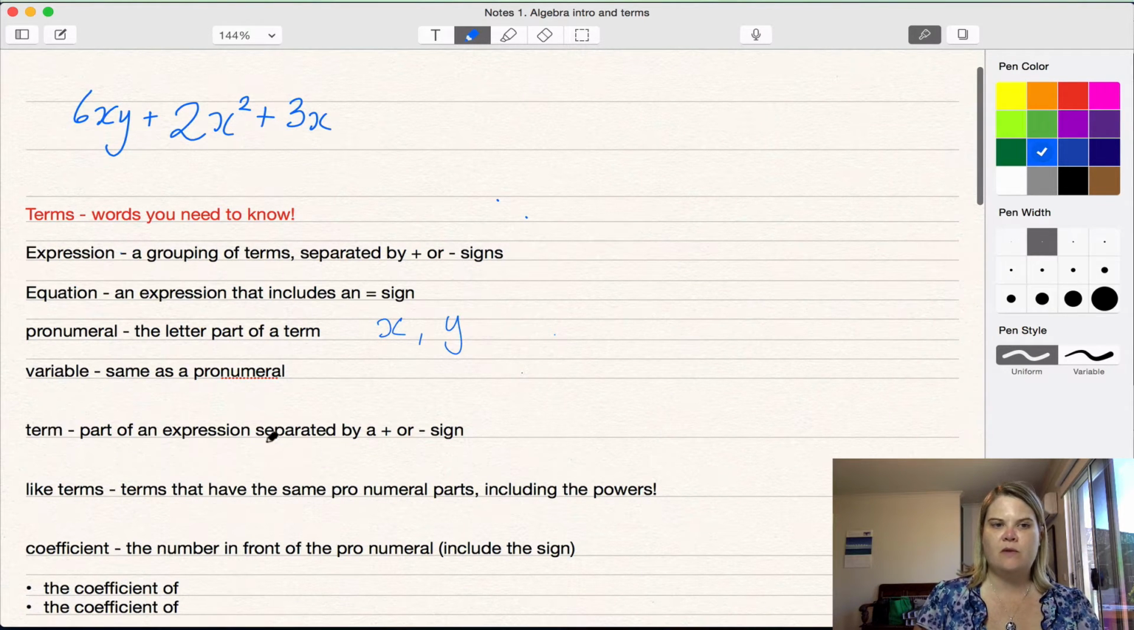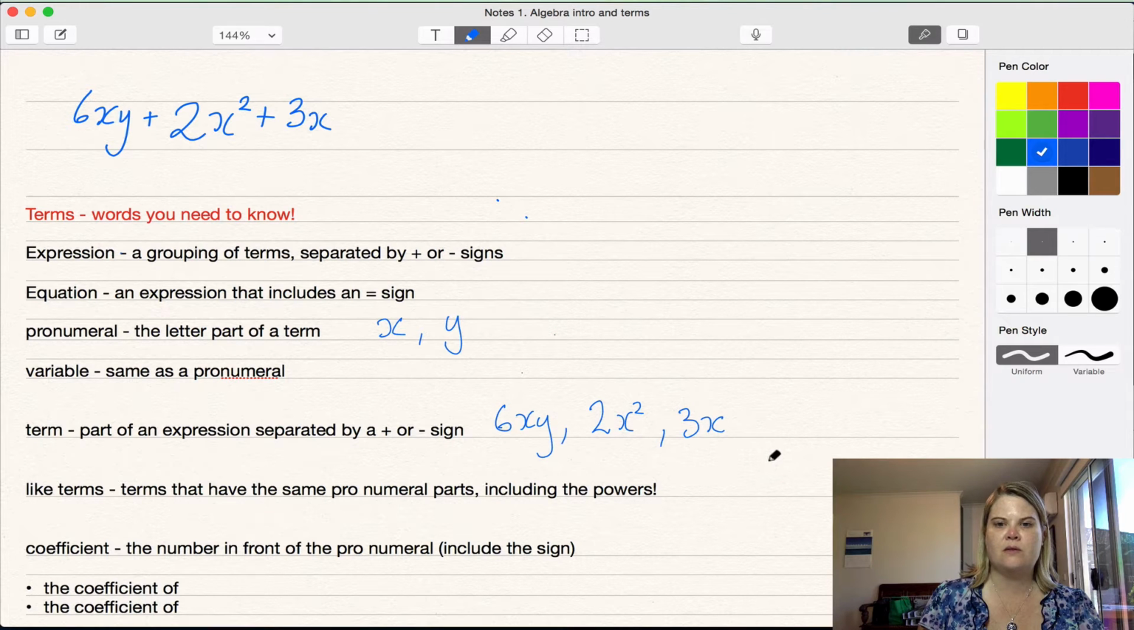A term we've already talked about is part of an expression that is separated by a plus or a minus sign. So one term in this expression is 6xy. The second term is 2x squared. And the third term is 3x. Now if we had a negative on this 3x, we'd need to make sure we keep the negative there when we're talking about the term. It includes the whole term with the negative.